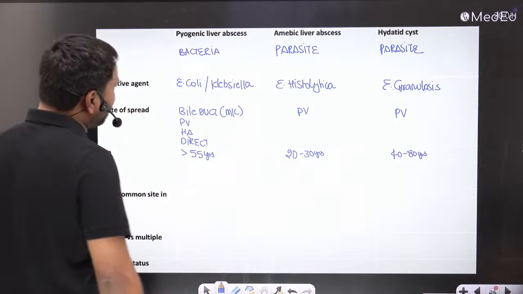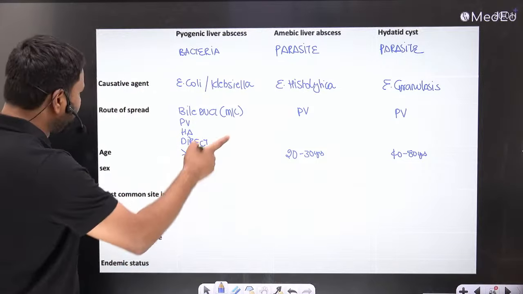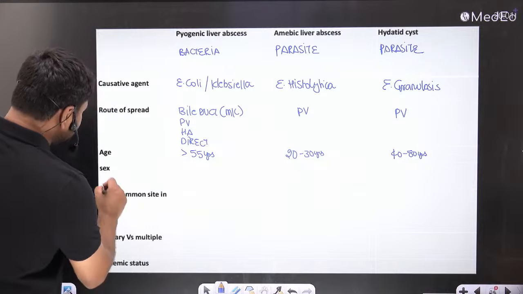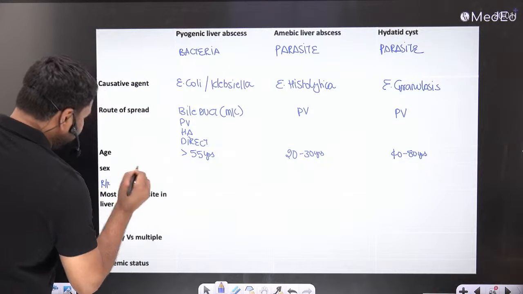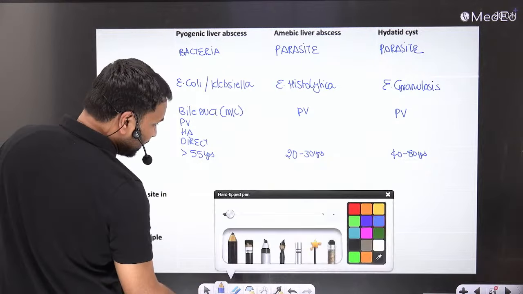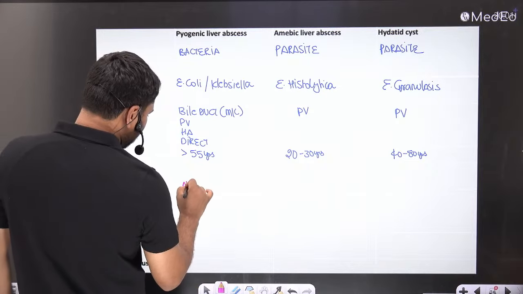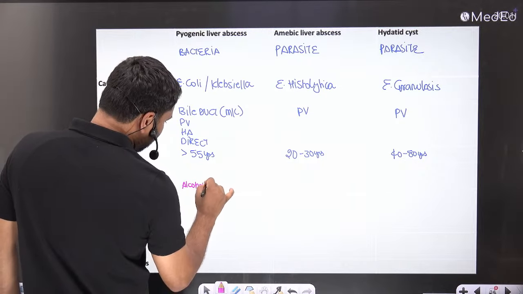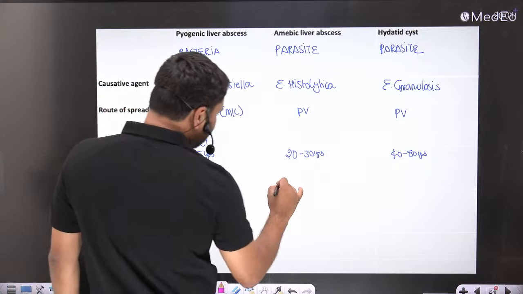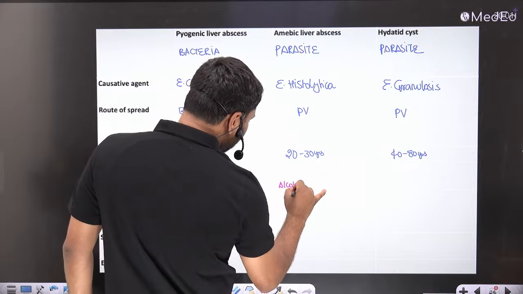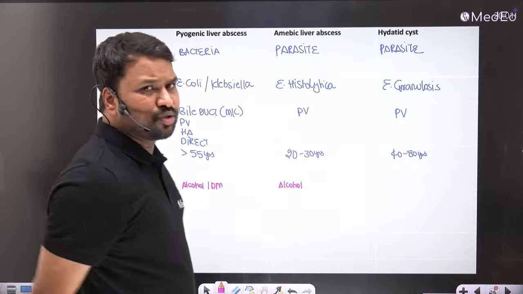What about sex? Now, pyogenic liver abscess, one more important component I want to add here. Let's add risk factors, right? The risk factors for pyogenic liver abscess are going to be alcohol and diabetes. Whereas here, it is only alcohol as a risk factor. There is no diabetes as a risk factor.